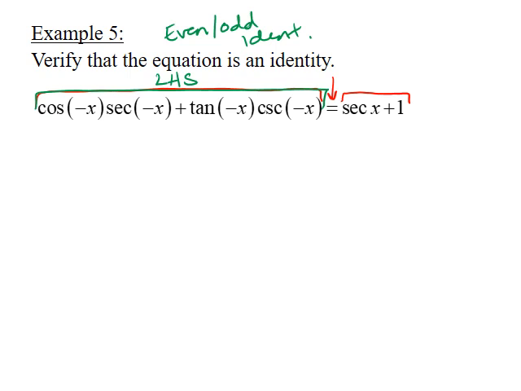So remember, the only even and odd identities that are even are cosine and secant. So if you have a negative argument for cosine, it comes out positive. So this results in cosine of x. Secant of negative x, that comes out as a positive as well.